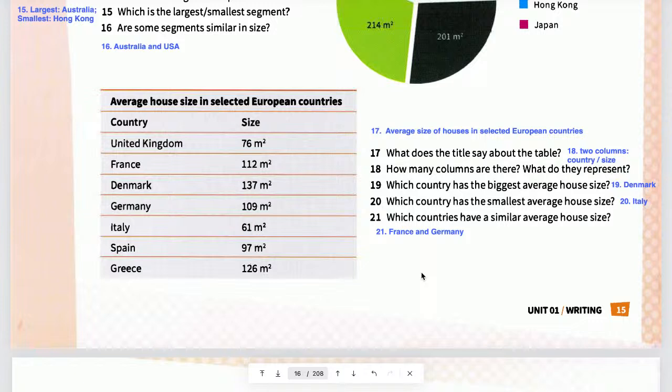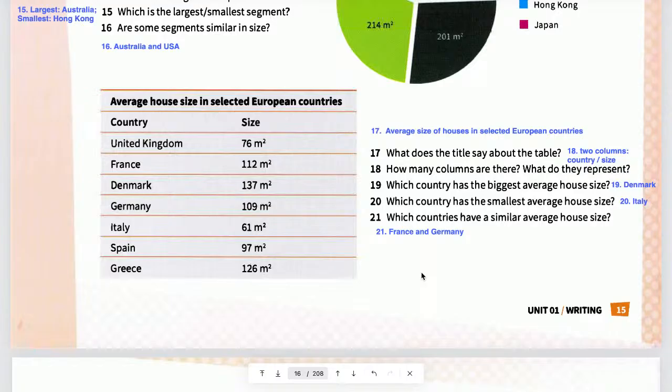And then you need to make some comparisons. First of all, you need to describe the table. You say that, okay, this table has 2 columns, and one is about country, and the other one is about size. Well, you don't need to mention that, but that one is just for you to understand. So when you look at the country, you can say which country has the biggest average house size. Again, in writing, remember you have to mention the biggest one and also the smallest one. Those are two important things you have to mention all the time. The smallest one, the biggest one, and also the similar ones.